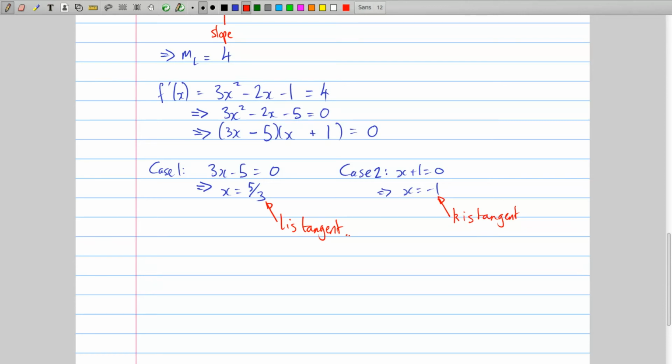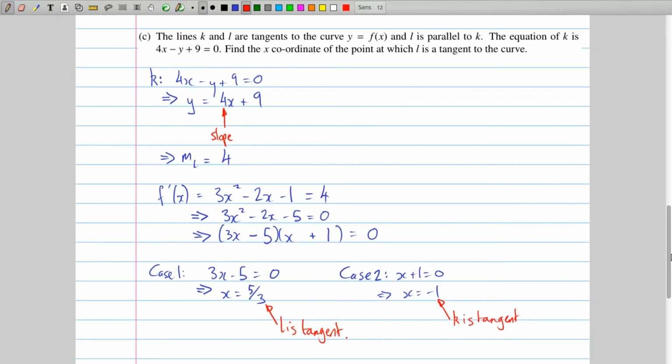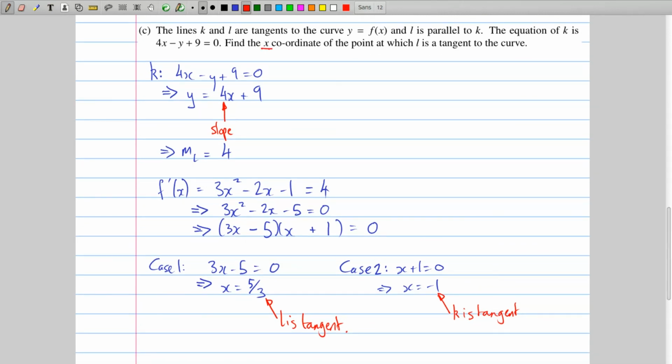So that's all we were asked to do. In this case, we weren't asked about both coordinates. All we need is the x coordinate of this point. So we don't need to put that back into the function and work out what the y coordinate is. That is the question finished.